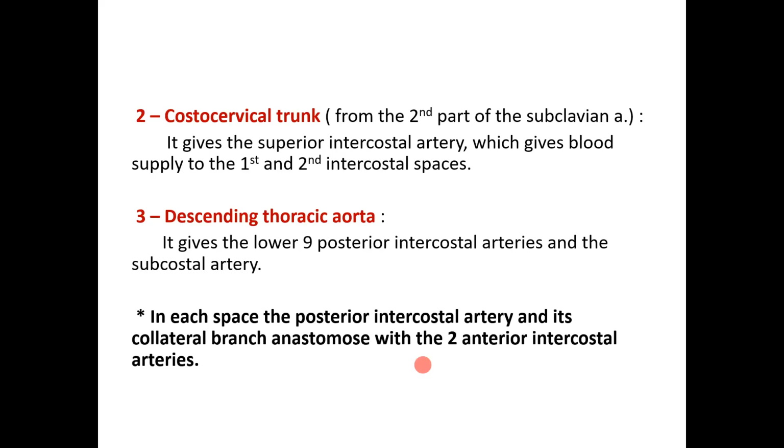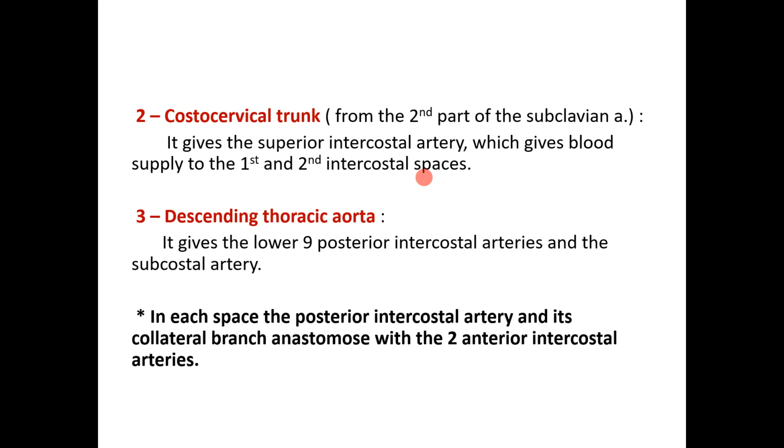The second source of blood supply to the thoracic cage is the costocervical trunk. This trunk comes from the second part of the subclavian artery. It gives the superior intercostal artery, which supplies the first and second intercostal spaces. Even the first and second intercostal spaces are supplied by the superior intercostal artery, which is a branch from the costocervical trunk, which is a branch from the second part of the subclavian artery.